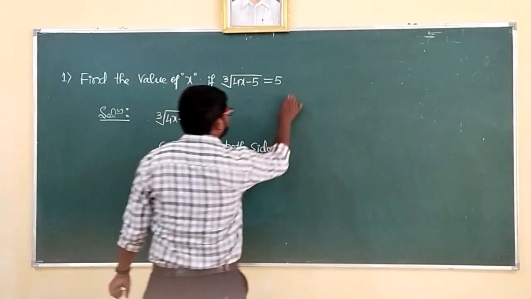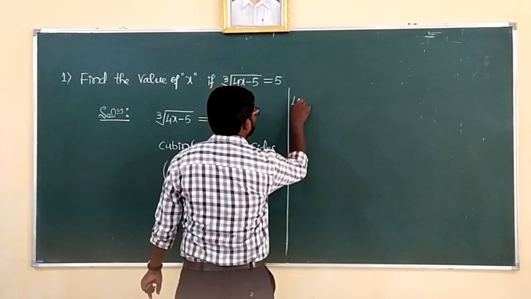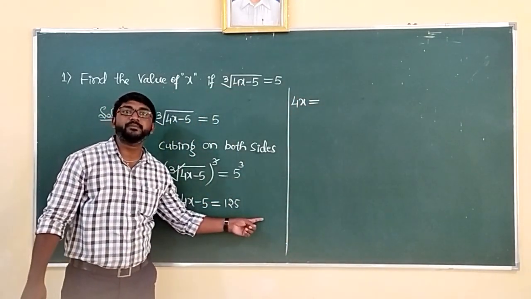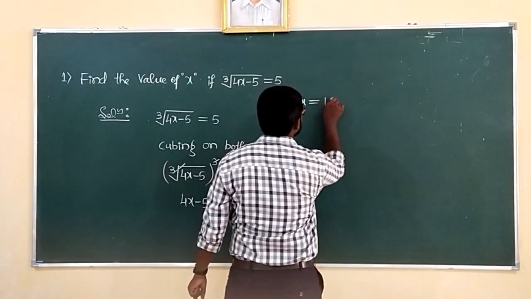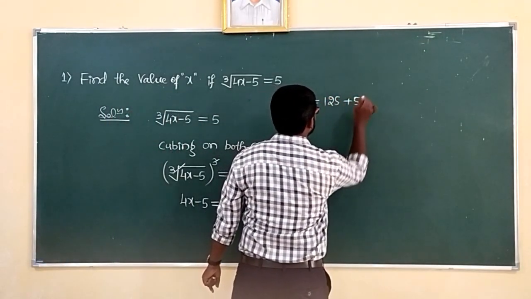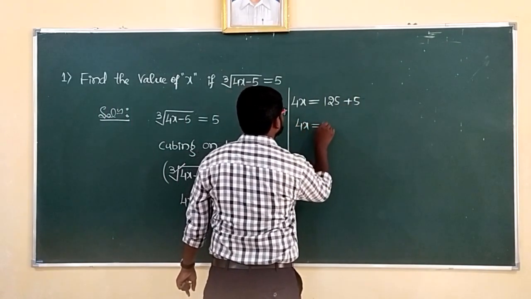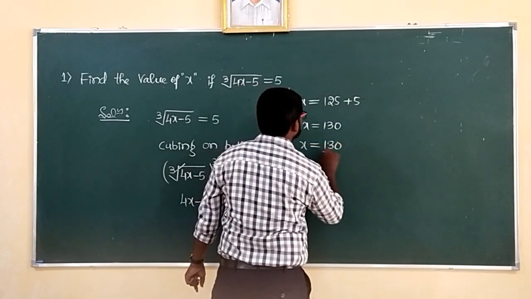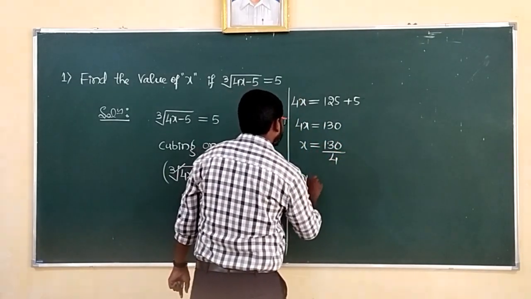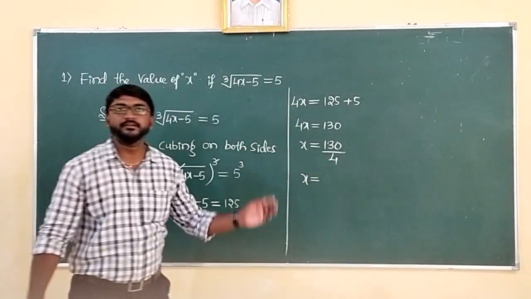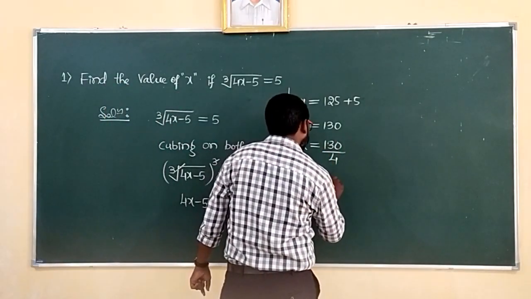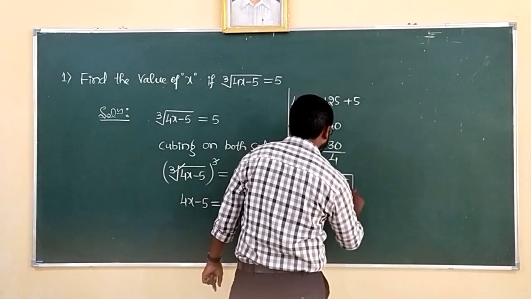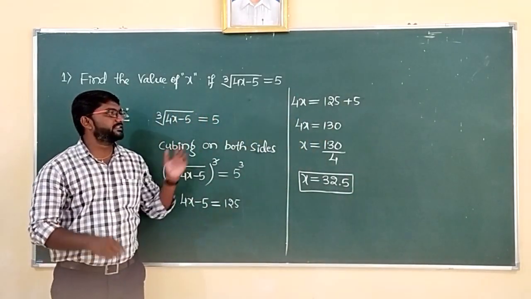Now see here, 4x equals, I take minus 5 to the RHS, it becomes plus 5. So 125 plus 5, 4x equals 130. x equals 130 divided by 4. Simplifying this, we get x equals 32.5. So this is the required value of x. This is all about the first example problem.